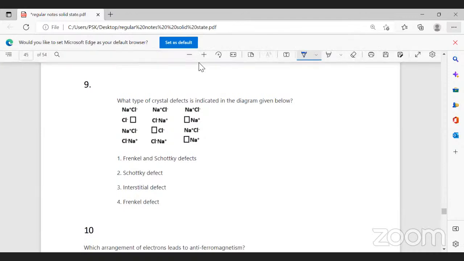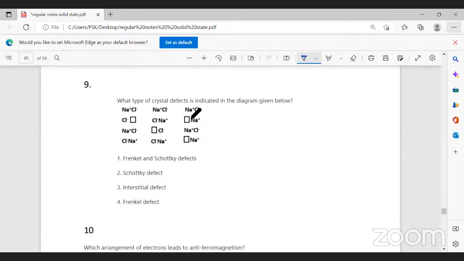The next question. What type of crystal defect is indicated in the diagram given below? See this Na+ Cl-, Na+ Cl-, Na+ Cl-. Here should be Na+, here should be Cl-, here should be Cl-. This is Cl-, this is Cl-, this is Na+ and this is Na+.